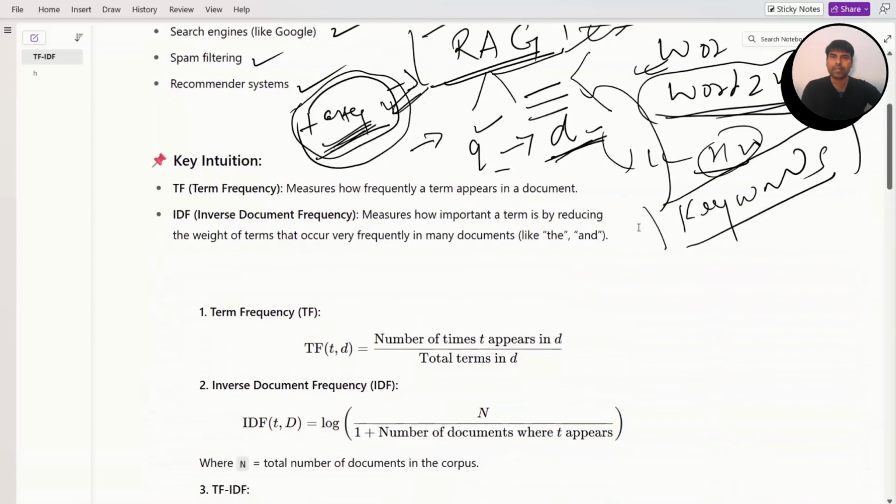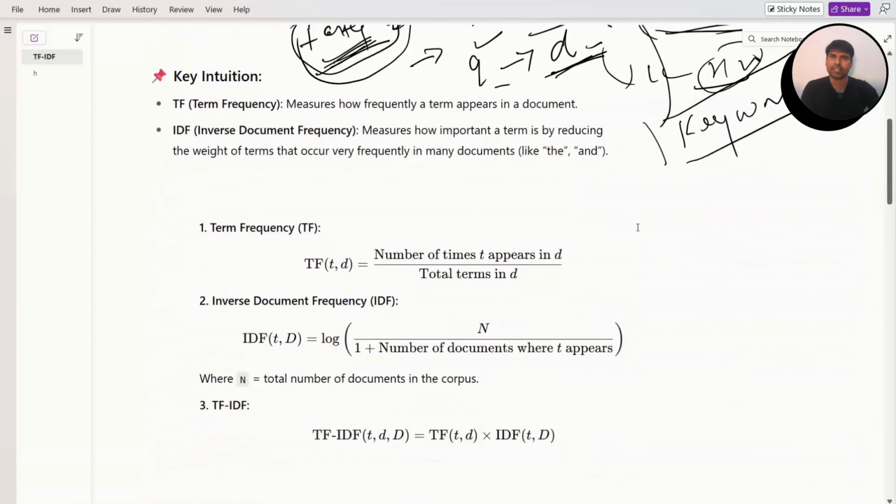Let me explain the intuition behind it. What is TF-IDF? It finds the importance, or weightage, of any word in the given document. This is the whole intention. If I go deeper, it has two components. One is called term frequency, or TF, and the other is called inverse document frequency, or IDF.